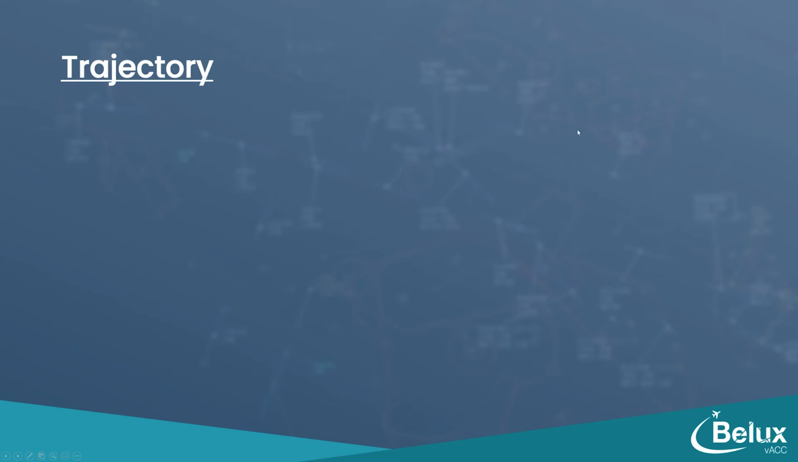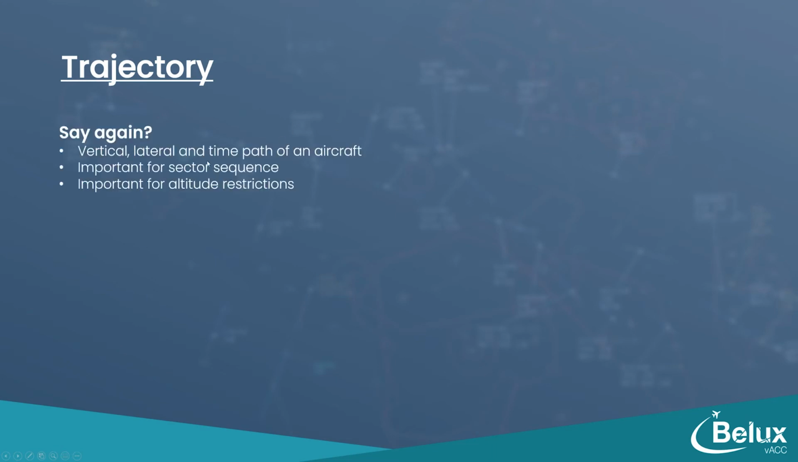Alright, then we'll go over the trajectory. Trajectory is basically everything that has to do with the vertical, lateral, and the time-based path of an aircraft. Why is this important? It's very important for sector sequence. Sector sequence is basically all the sectors that an aircraft would pass, which is programmed in EuroScope. For example, an aircraft coming from Frankfurt going to London, and Brussels is on East and West line. The trajectory would be Langen Radar, Brussels East, Brussels West, London. And that is how the automatic sector sequence would be in EuroScope.